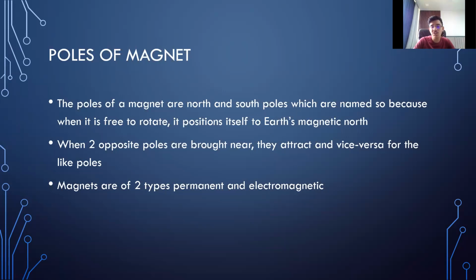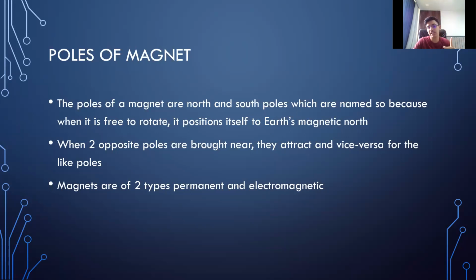When two opposite poles are brought near, they attract each other. So a north and a south pole will attract each other. But if two like poles, a north and a north pole, are brought next to each other, they will repel each other. They will push each other away. And that is the principle of magnetism.